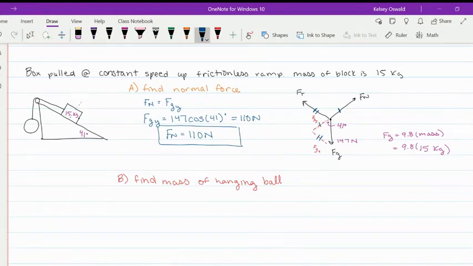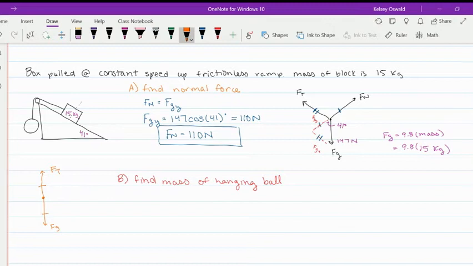I want to find the mass of the hanging ball. So here we're going to want to draw a free body diagram for that ball. On the ball we're going to have a force of gravity pointing down and a force of tension pointing straight up.